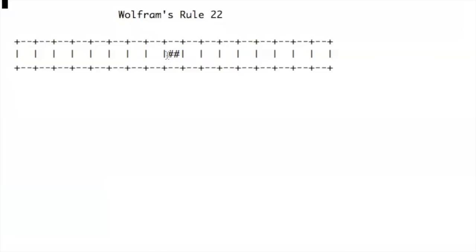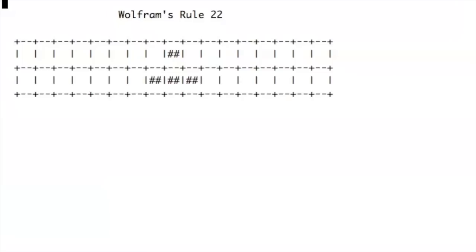So in this case, this cell would remain black, but also these two cells would become black because their three neighbors, including themselves, include exactly one black cell, and similarly for this side. So I'm not going to animate this cellular automaton, I'm going to put the next iteration below it. And then we can continue the logic.